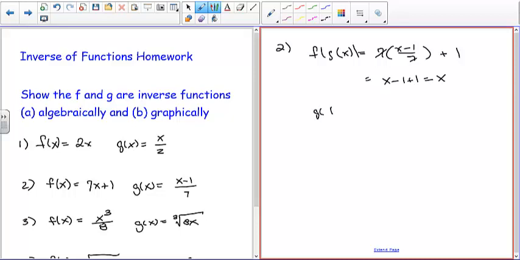And then g of f of x. So g of x is x minus 1 divided by 7. But for x, we put in 7x plus 1. So you can see this cancels out with that. So we're left with 7x over 7, which is x. So that's algebraically. Let's do it graphically.